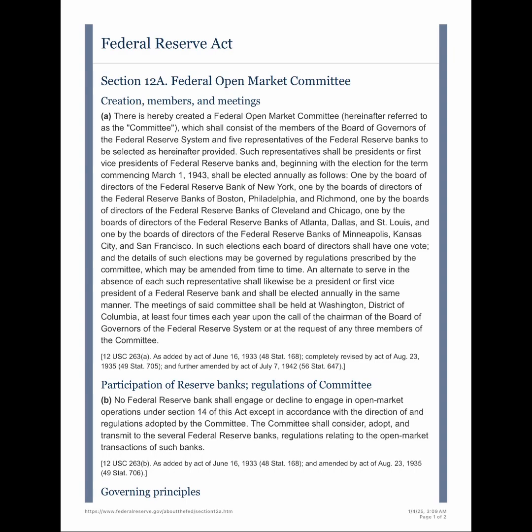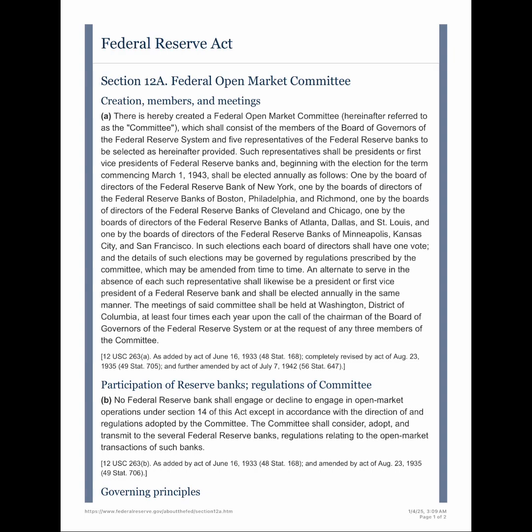You mentioned the election process. Can you elaborate on how the Reserve Bank presidents are selected? It's a multi-step process. Each of the 12 Federal Reserve banks has a board of directors. These boards then elect their representatives to the FOMC, with each board having 1 vote. The process ensures representation from various geographic regions and economic sectors.